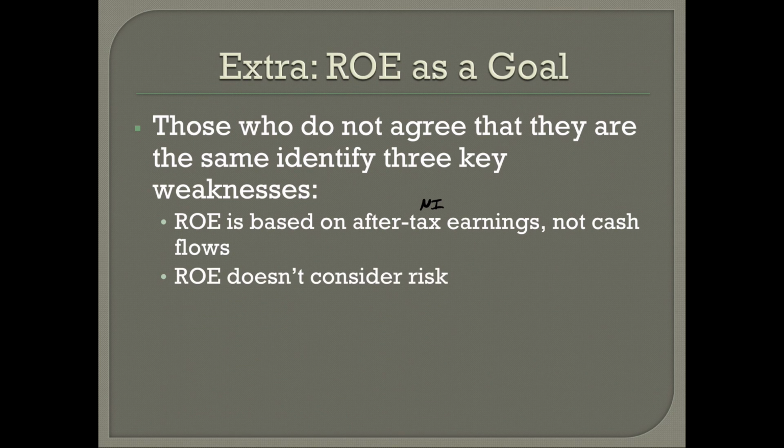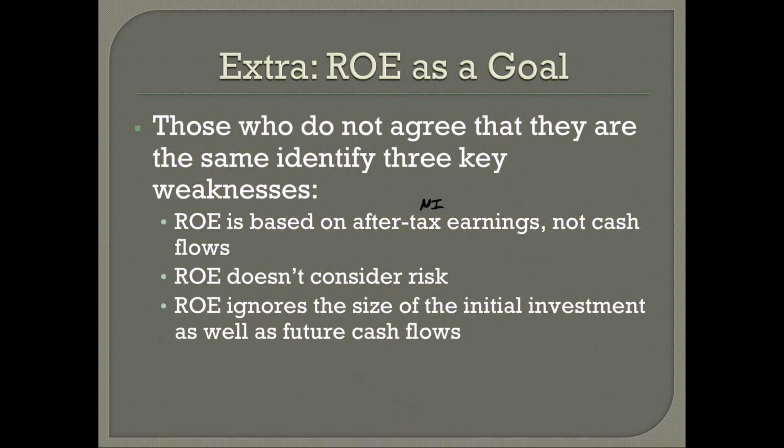ROE does not consider the risk of any of these investments that are generating the net income. So what is the risk of the cash flows? And then it also ignores the size of the initial investment as well as all future cash flows. So the big thing here, the key takeaway, is that with this ROE maximization, we are not considering cash flows. And from the very beginning, we have discussed that the way that you maximize shareholders' wealth is to maximize the stock price. How do you maximize the stock price? Essentially, you are maximizing cash flows.